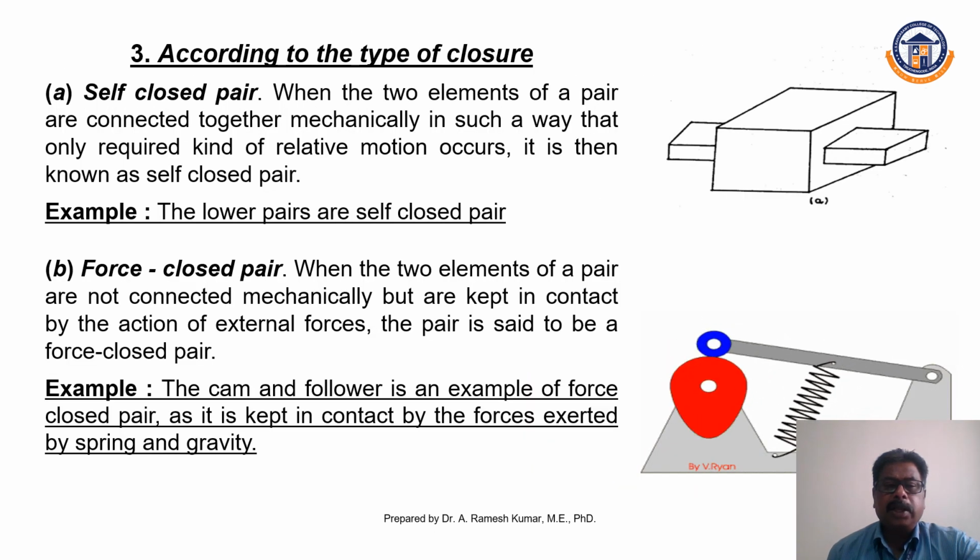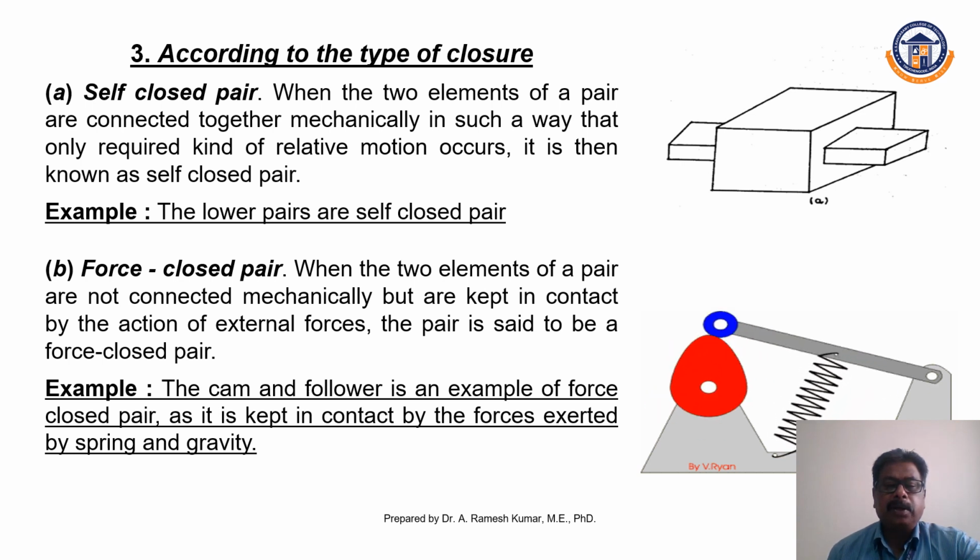So the third category is according to the type of closure: self-closed pair and forced closed pair. When the two elements of a pair are connected together mechanically in such a way that only the required kind of relative motion occurs, it is known as a self-closed pair. For example, all the lower pairs are self-closed pairs.